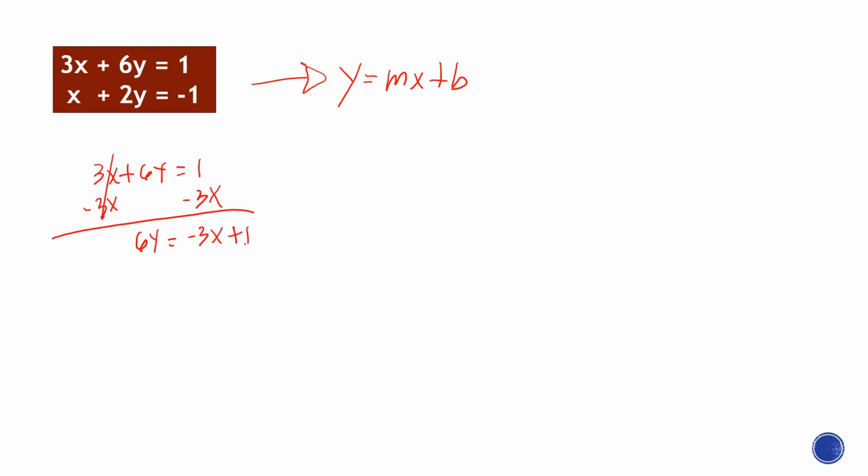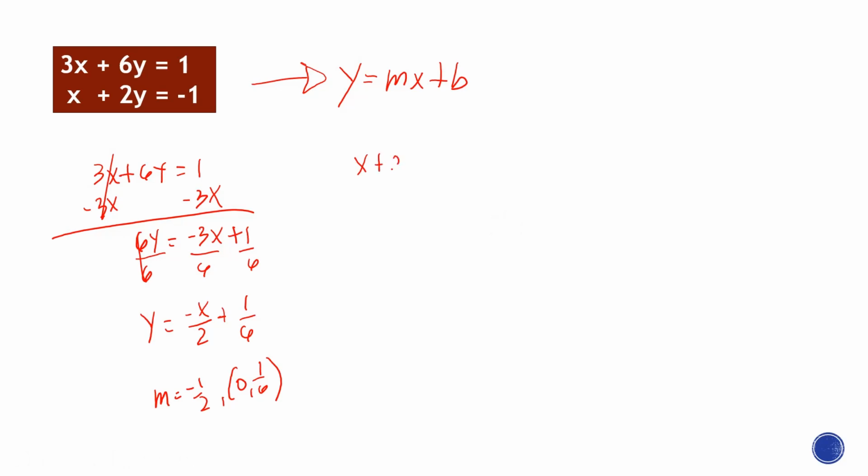Right? Next we will divide each term by 6. This will be negative x over 2. Simplify negative 3 over 6. That's negative 1 half plus 1 over 6. So our slope here is negative 1 half. And our y-intercept is at 0 and 1 over 6.